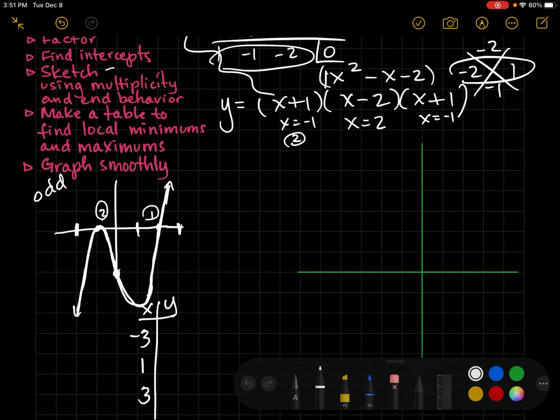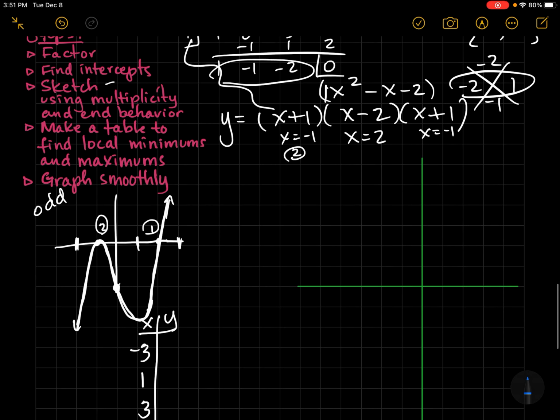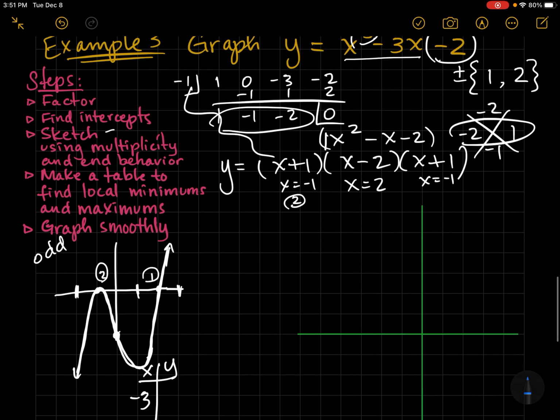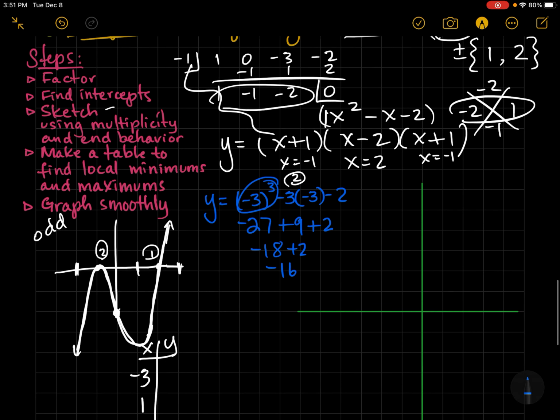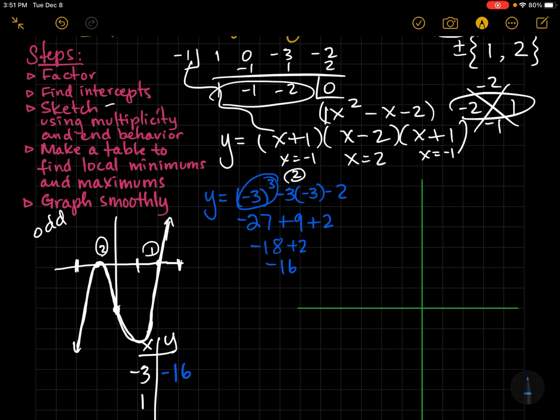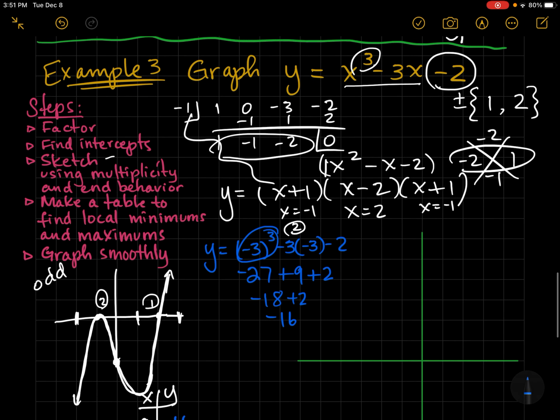Now, when you plug in, this is important. As a matter of fact, I'm going to make it blue so that you can see this. If you want to know what f of negative 3 is, you have three ways. You can look at the original function and plug in negative 3. Uh-oh, that's a 2 right there. So we get negative 27 plus 9 plus 2. So that's negative 18 and 2 is a negative 16. That's one way to populate that value.